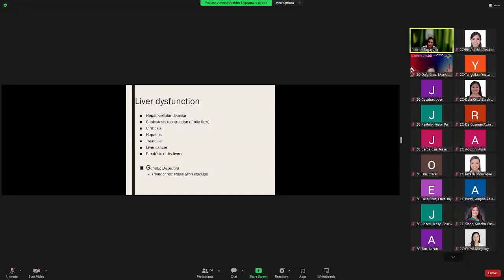Okay, so these are some of the diseases of the liver that will manifest as liver dysfunction. First, there are various hepatocellular diseases. Cholestasis can be caused by cholelithiasis that obstructs the bile flow. Cirrhosis can be of various causes, alcoholic liver cirrhosis and the rest. Okay. Hepatitis also: viral hepatitis, and even drug toxicity can cause hepatitis.